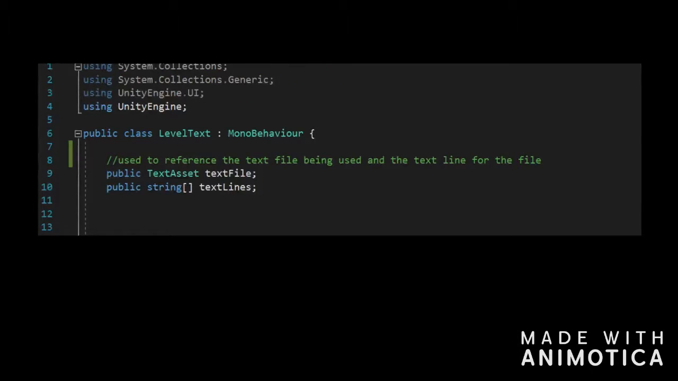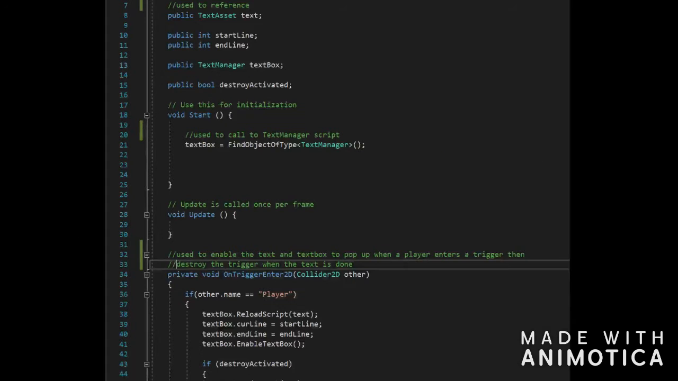In the level text script, I used public text asset and public string, which are used to reference the text file being used and the text line for the file. In the activate text manager script, I used the public and private codes to reference items that will be used in the functions below. Then I used textbox equals find object of type text manager, which was used to call the text manager script. Next, I used a public void onTrigger 2D function, which was used to enable the text and the text box to pop up when a player enters a trigger, then destroy the trigger when the text is done.